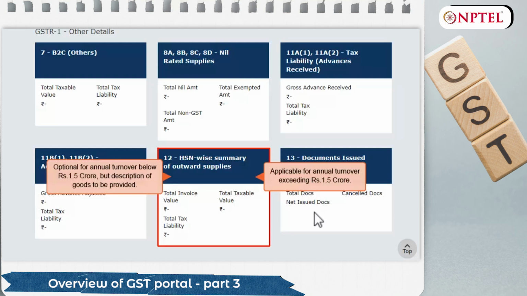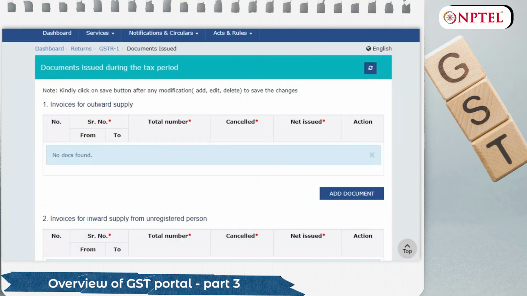If the annual turnover in the preceding year was between 1.5 crore and 5 crore rupees, the taxpayer needs to report HSN codes at 2 digits level. For annual turnover exceeding 5 crore rupees, the HSN codes must be reported at 4 digits level. Next, the Documents Issued section has 12 subsections in which you need to declare the invoice series and provide details of multiple series as applicable.